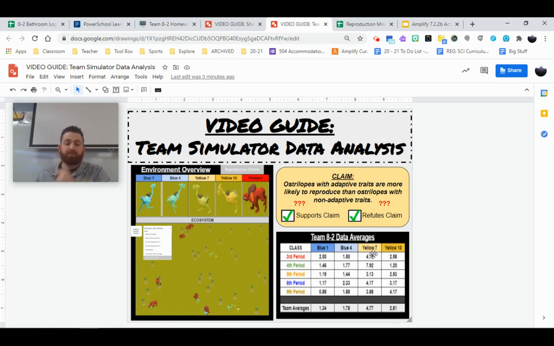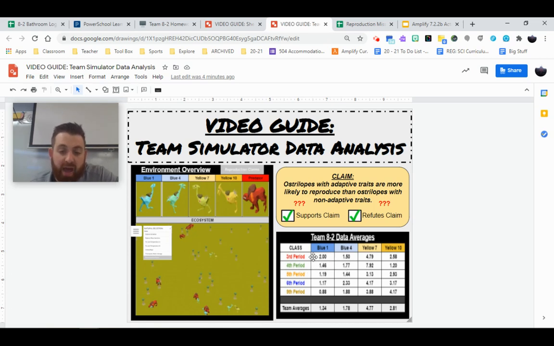And if you notice, as we begin to compare all of our data from all of our classes, we can identify not only where we have patterns, but also where we don't have patterns, maybe where things don't quite make sense. So let's take a look.